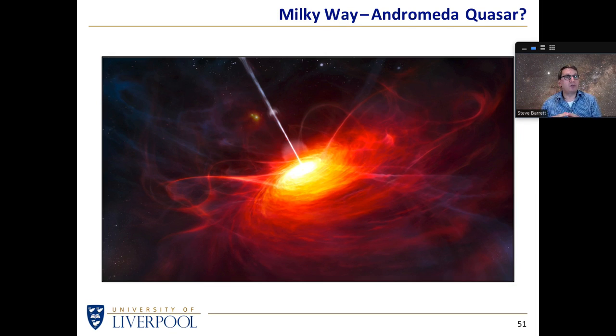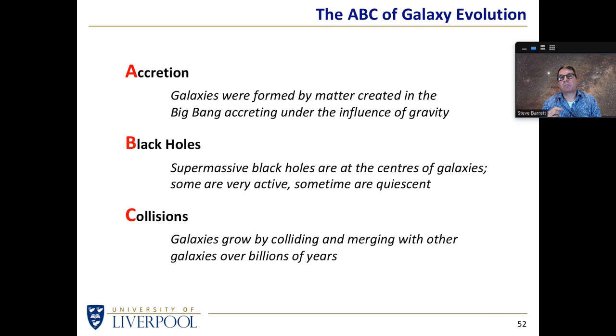So what would it be like to have a quasar on our doorstep, in our galaxy? Well, I guess we don't have to worry about it too much, because the sun will have puffed up to a red giant by then, and the Earth will have other problems to worry about rather than the Milky Way-Andromeda quasar. But it's interesting to think about what it may look like in a few billion years' time.